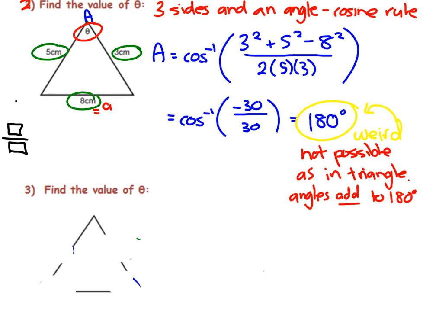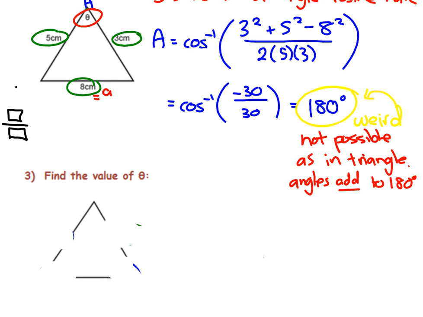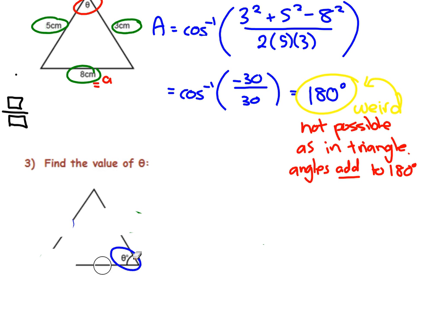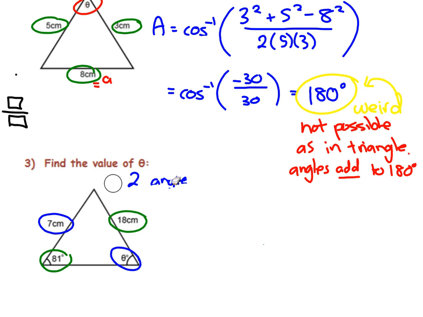Question 3, find the angle theta. Angle theta, let's see, it's down here. We've got that side, we've got this angle, and we've got this side. So we've got angle, opposite side, angle, opposite side. Is it sine or cosine rule? Two angles and their opposite sides means sine rule. So two angles and opposite sides means sine rule, and just sine rule for an angle.